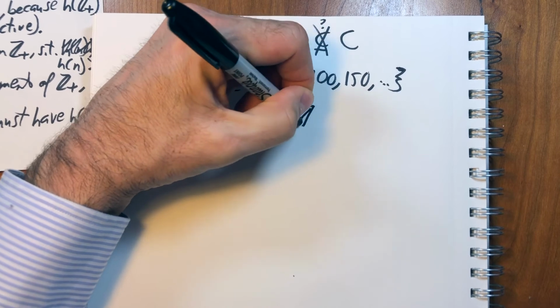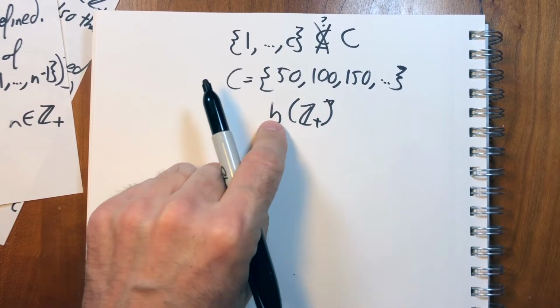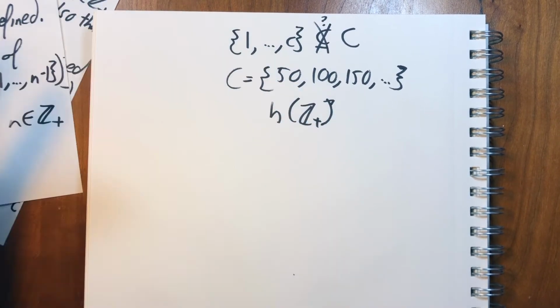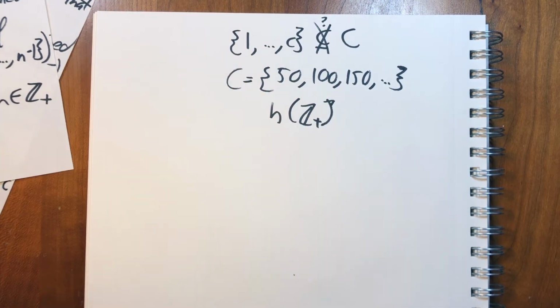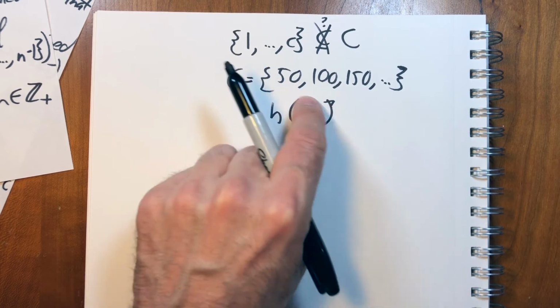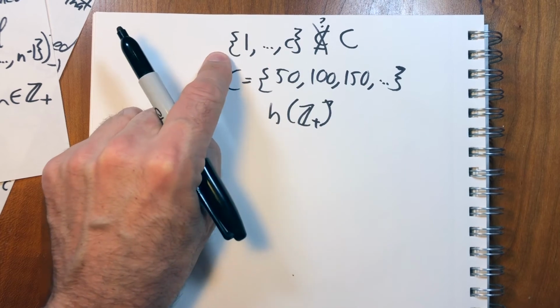But the image set of H for the positive integers is infinite because we just showed that H is injective. So since the positive integers is infinite, then this has to be infinite too. And so that means that the image set of the positive integers has to be bigger than this set, because this is infinite, that's only finite.